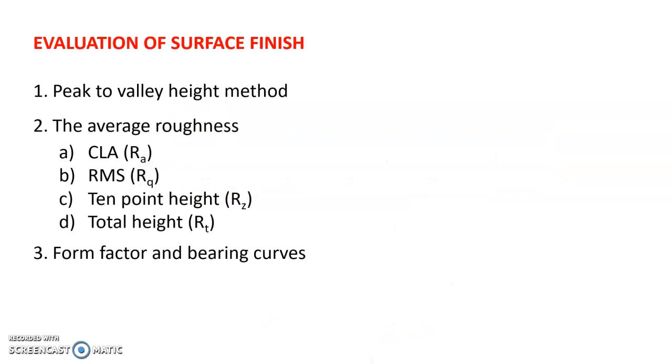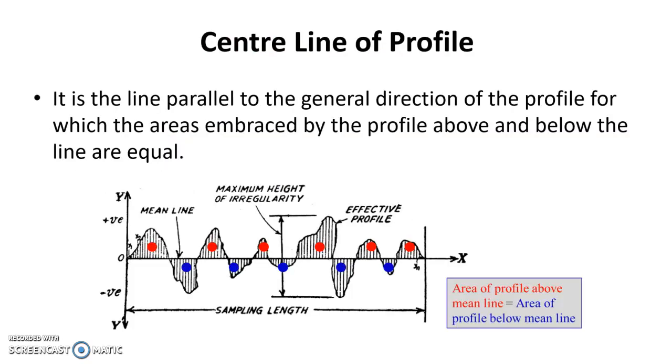In most of the average roughness methods, we need to construct a center line through the profile. In this roughness chart, this one is the mean line. The mean line is constructed such that the area of the profile above the mean line is equal to the area of the profile below the mean line. So we have to measure all the areas above and below the mean line, and they should be equal. If not, we have to shift the mean line either upward or downward to satisfy this condition.